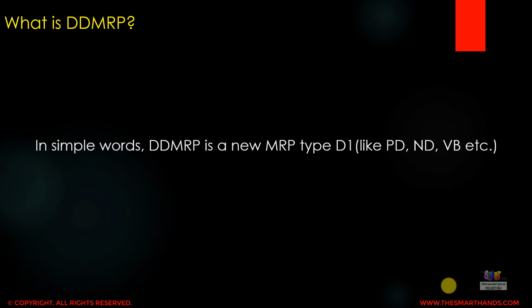In simple words, DDMRP is a new MRP type called D1, and it's similar to the other MRP types we have, like PD, ND, VB in the existing system, or in the ECC system you can also find these PD, VB MRP types. But this new MRP type D1 is available only in the S/4HANA system from the 1709 version. This MRP type will consider not only demand but a lot of different factors that we'll be discussing in this lecture.